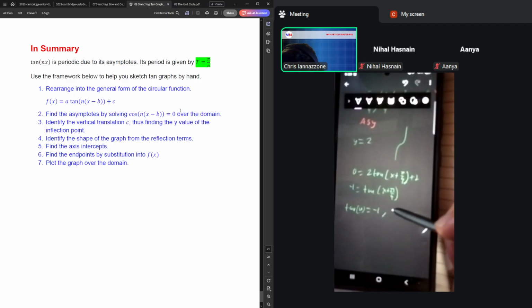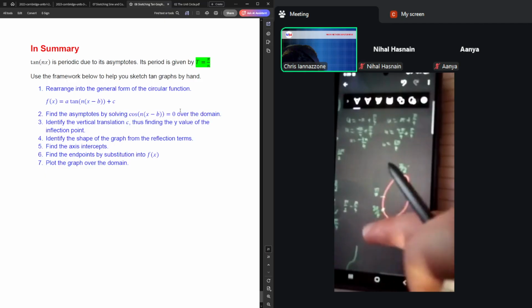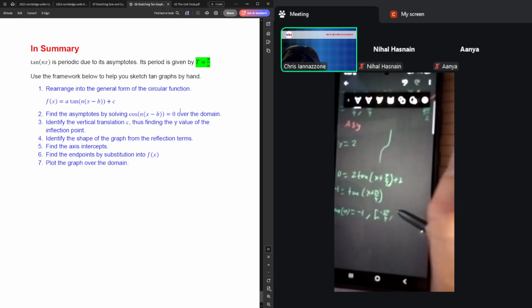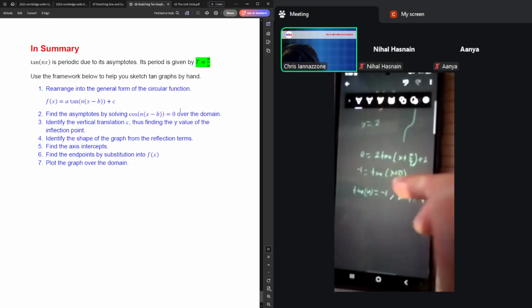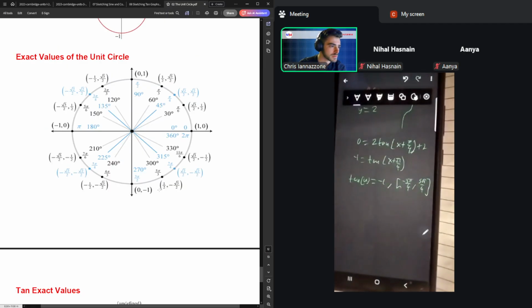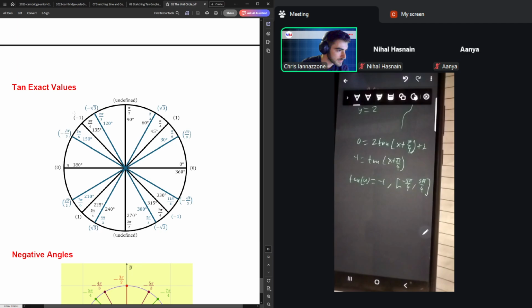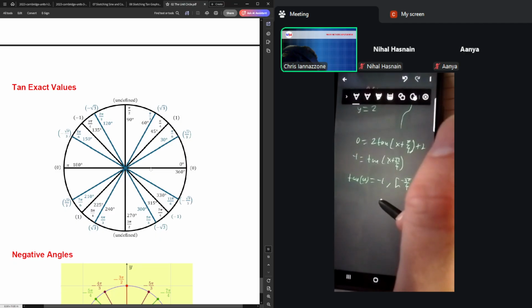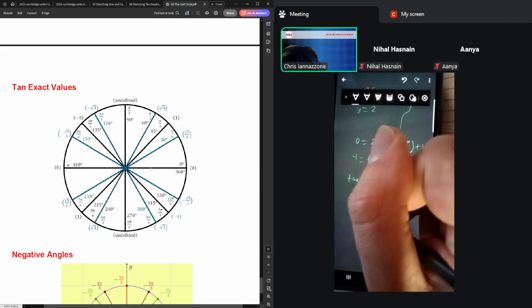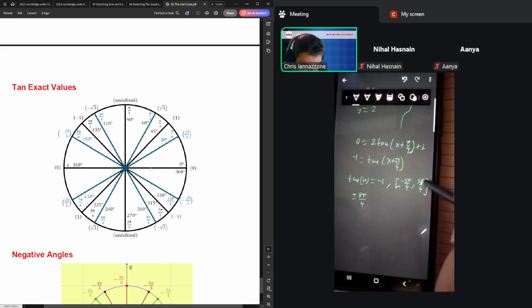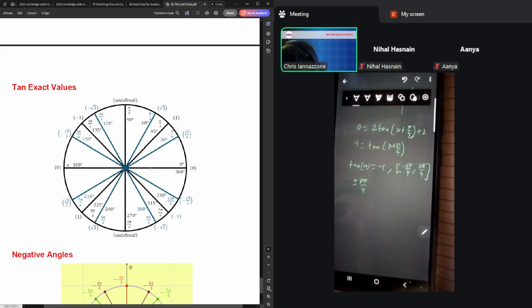And we can use that domain from earlier. Negative 3 pi over 4 to 5 pi over 4. Where does tan go to negative 1? If you have a look at the screen share, I'll pull up the tan unit circle. Negative 1 is at the 3 pi over 4 spot and the 7 pi over 4 spot. Which means we're going to have plus minus 3 pi over 4. 7 pi over 4 is going to be too big for this.